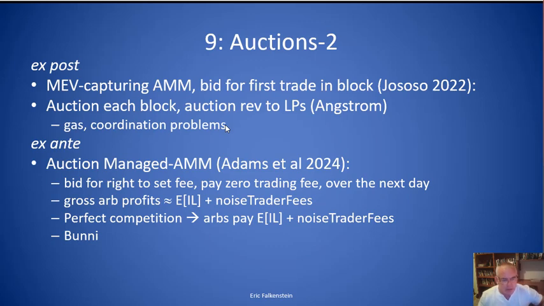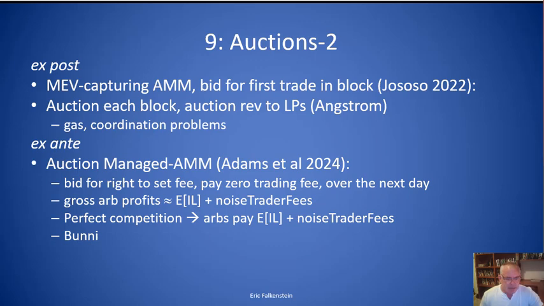a more fruitful line of research is this auction-managed AMM proposed by Adams and some Paradigm people in Moallemi and 24. They said, well, why don't we have an auction, say, ex ante on Sunday night? The ARBs bid to get monopoly rights over Monday, and they'd be allowed to set the fee, whatever they wanted, and they'd get all the fee revenue. So that means that they basically trade for free, because whatever fees they pay come back to them.